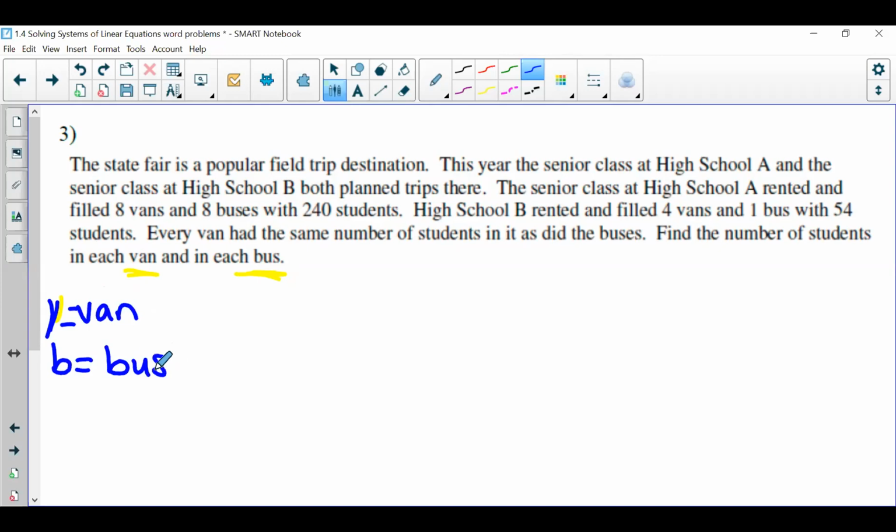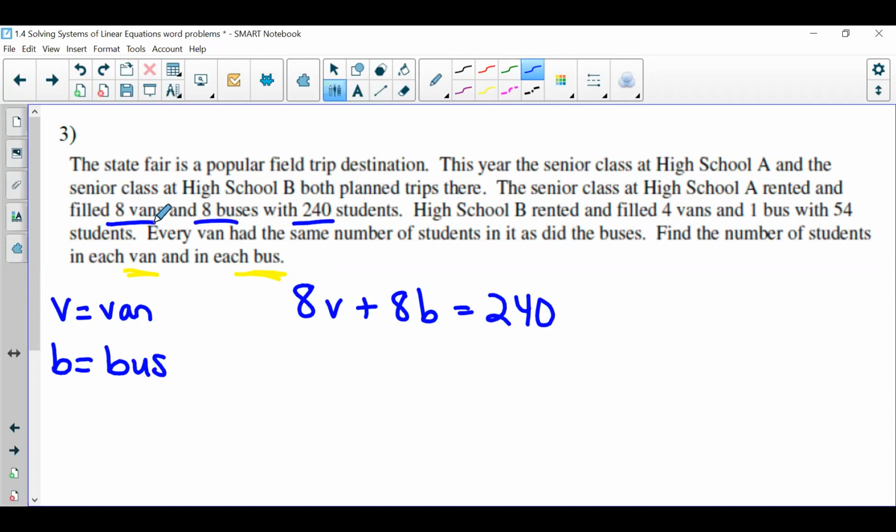So 8 vans and 8 buses. Okay, so you have 8V plus 8B equals 240. And that's for high school A. Yep. And so then can we solve it from here? No, we need a second equation. Okay, the second equation will be 4V plus 1B equals 54.